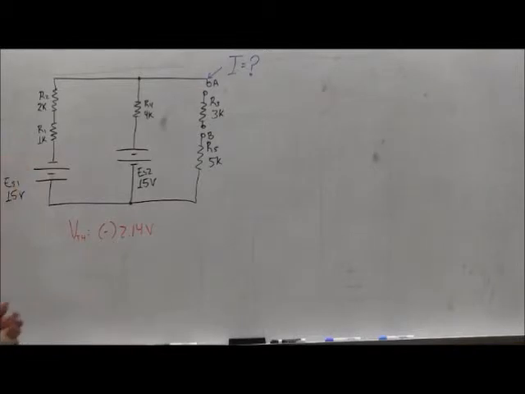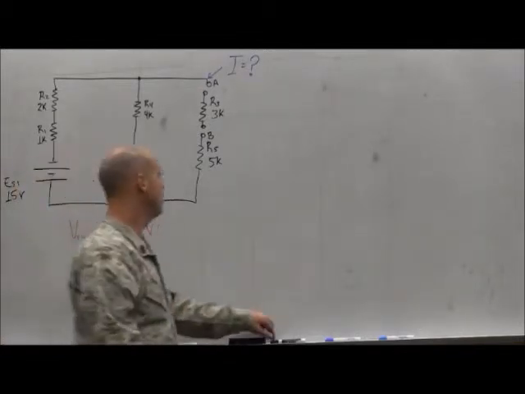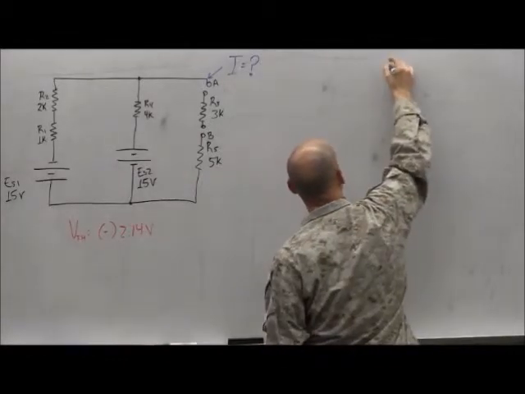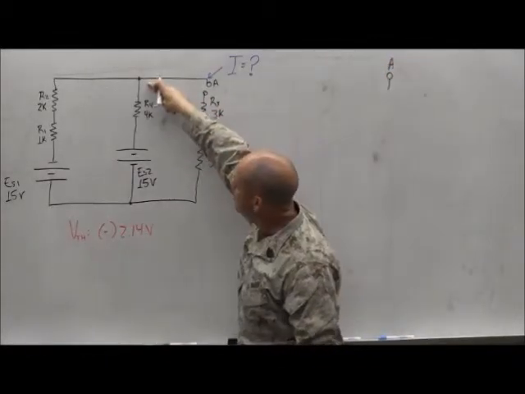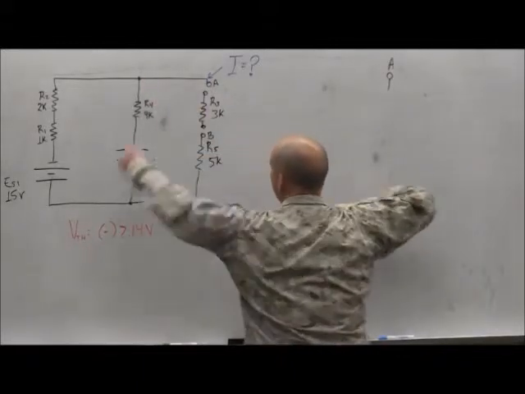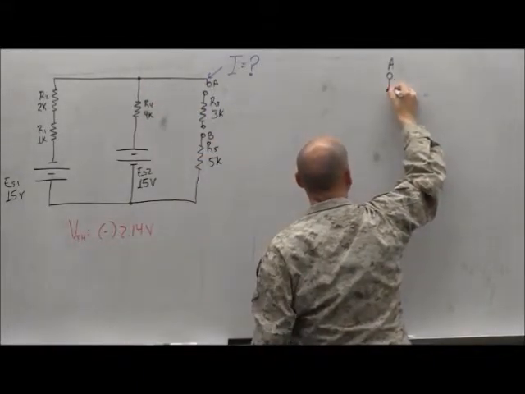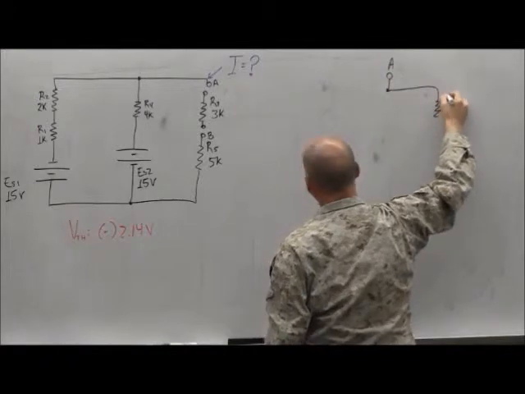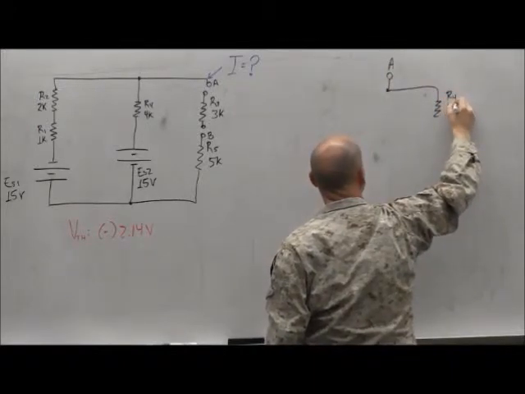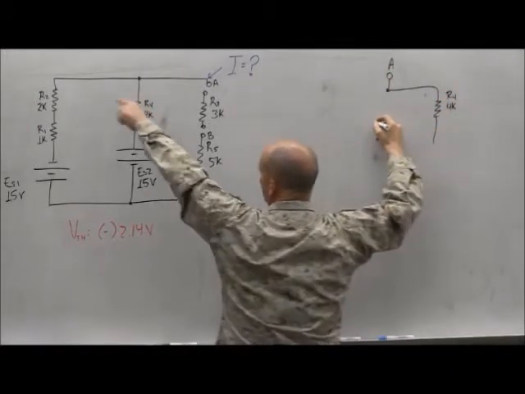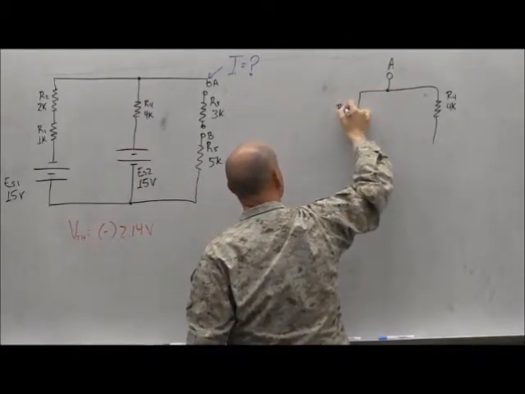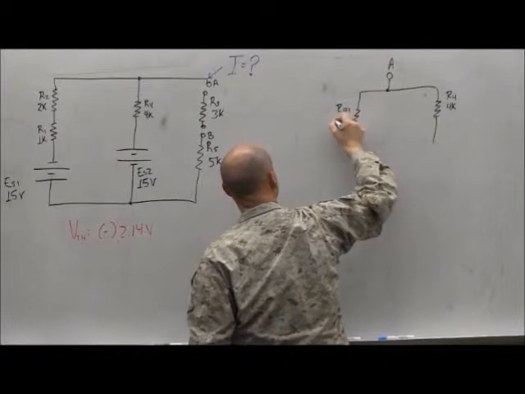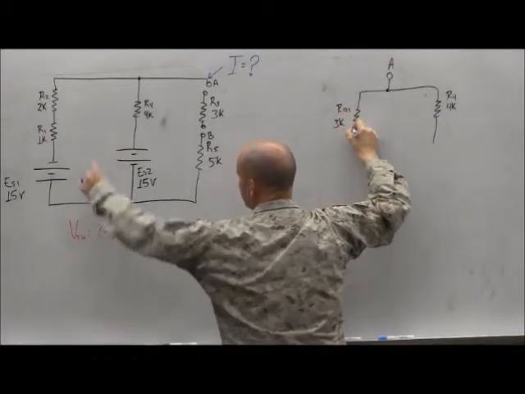Next thing I want to do, what? Resistance Thevenin, right? Okay, so let's start at A. I come out of A, what do I go to? A node, yes? Okay, I go down on the node. I hit R4. I continue left on the node. I hit that REQ, which was 3K. I continue down from there.